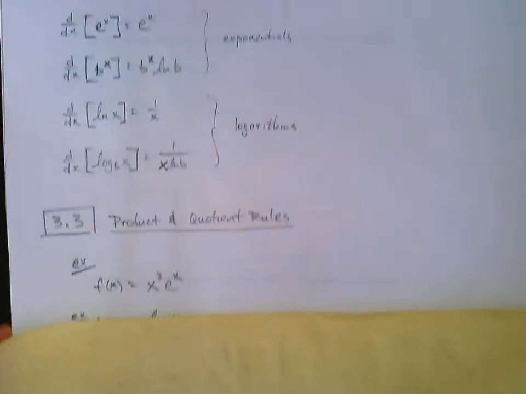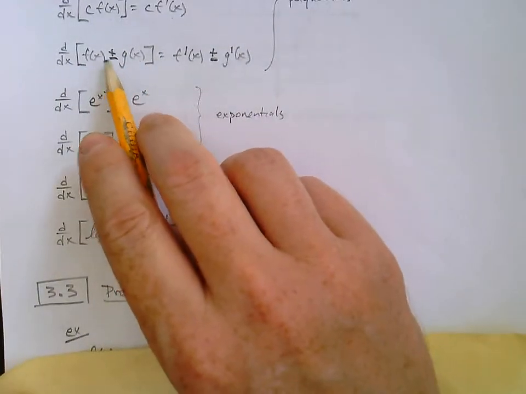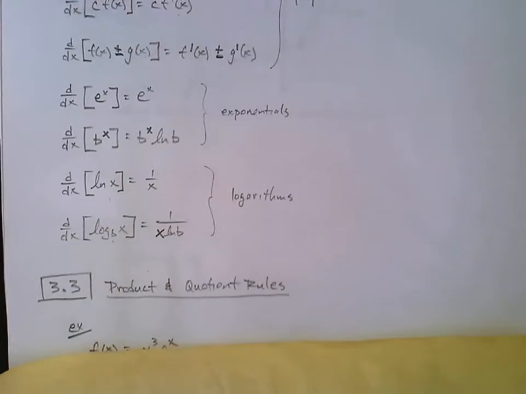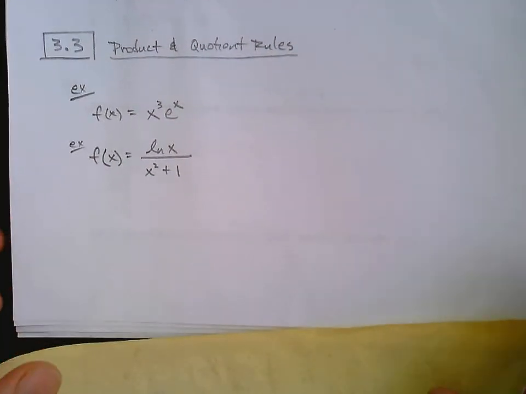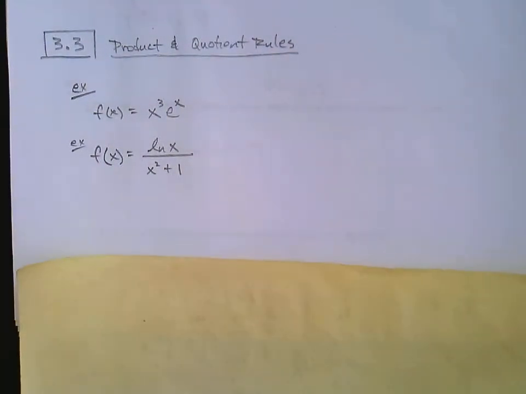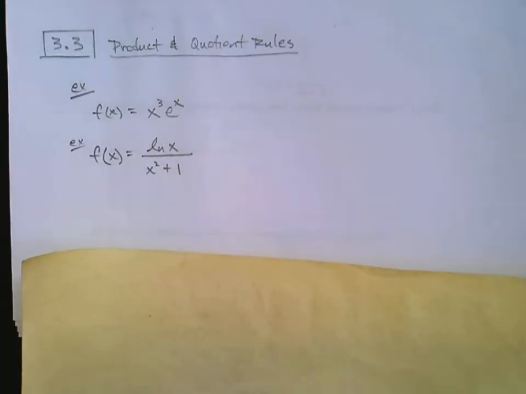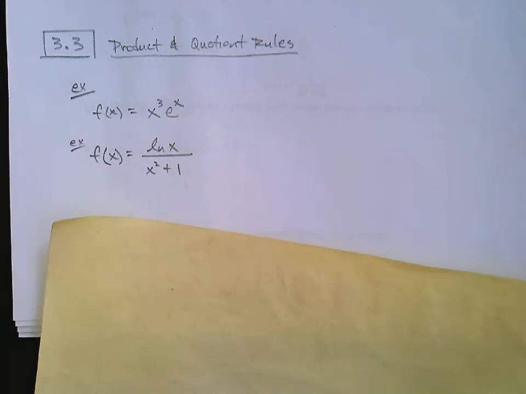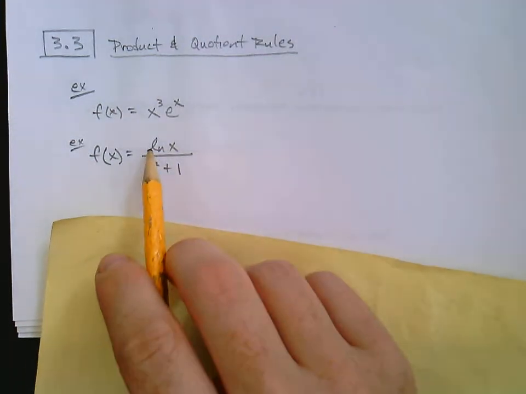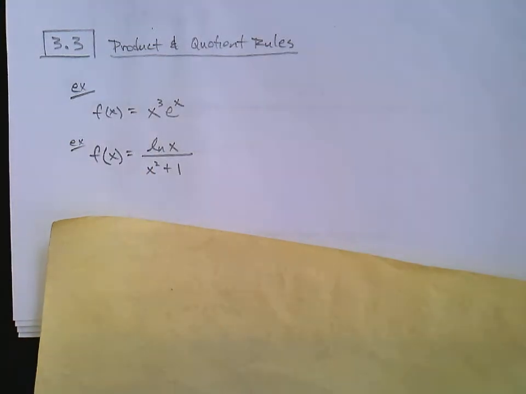The adding or subtracting, that's really nice. Like you just take them individually and then either add or subtract. That's not going to be the case with multiplying or dividing. It's not quite that simple. Okay, so for example, and we'll do these once we get the rules. Here's an example of multiplying or dividing. So f of x equals x to the third times e to the x. We're going to think of these as two separate functions multiplied together when we take the derivative. Or in the next one, maybe f of x equals the natural log of x over x squared plus 1. So of course we're dividing two things there.